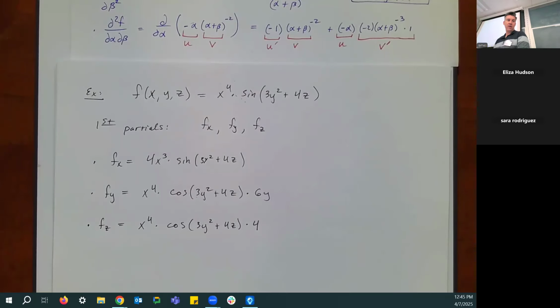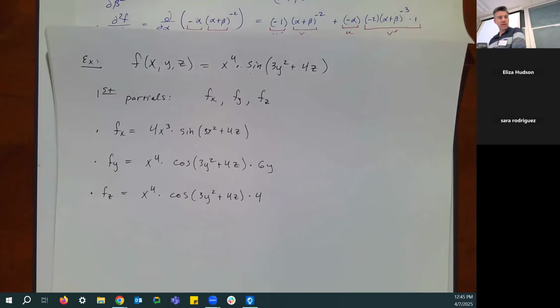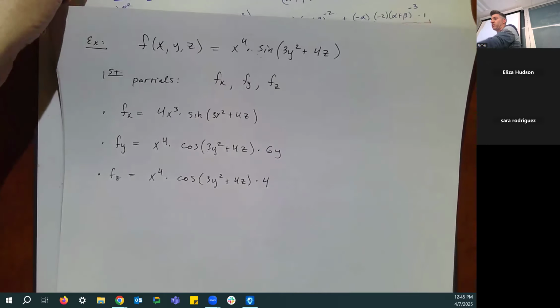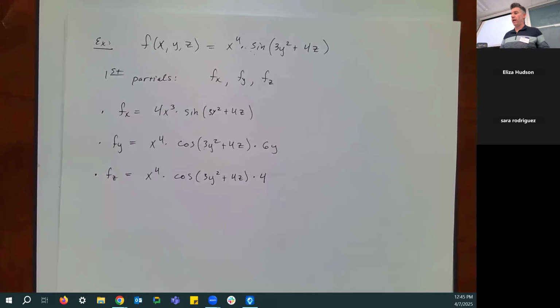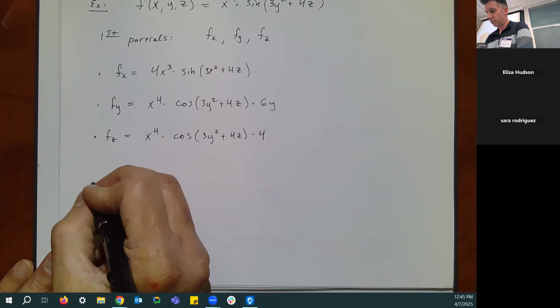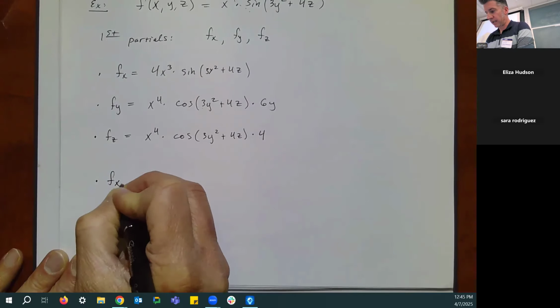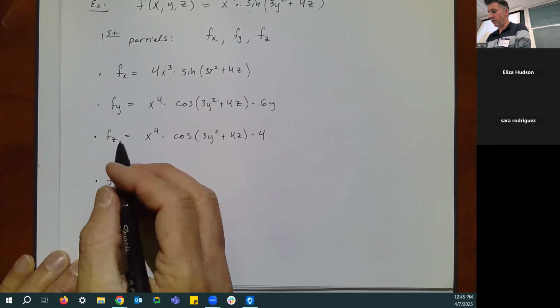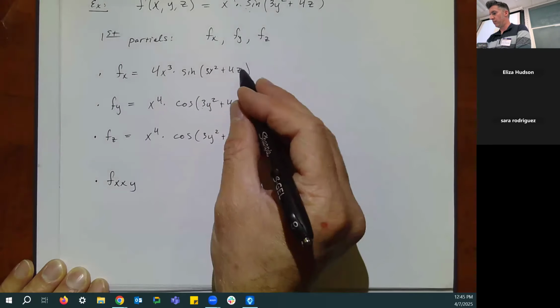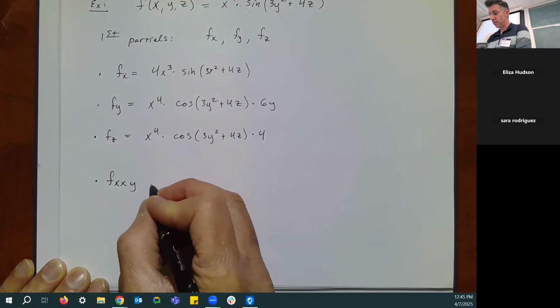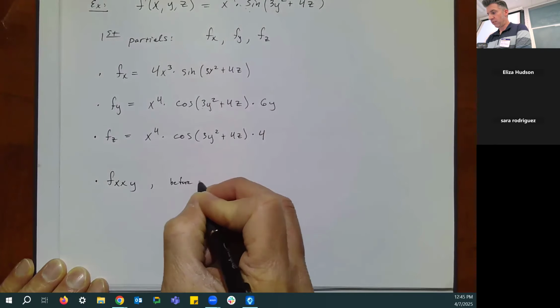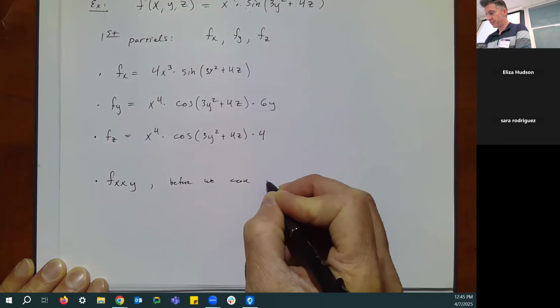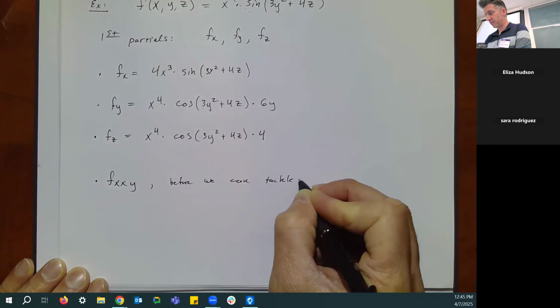And then we could find all sorts of other interesting mixed partials or second partials, right? Someone could ask you to find something like fxxy, where we do x first and then x second and then y third. We can totally do that. So for that, we need fx. We already have fx. Cool. So before we can tackle this, we need fxx.